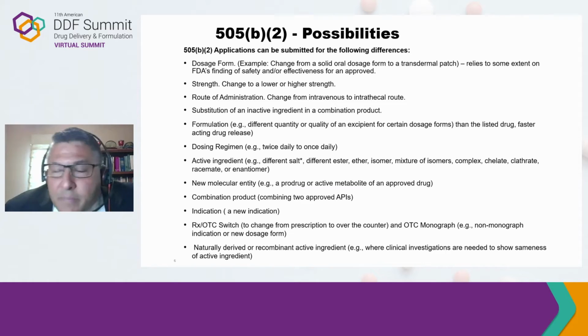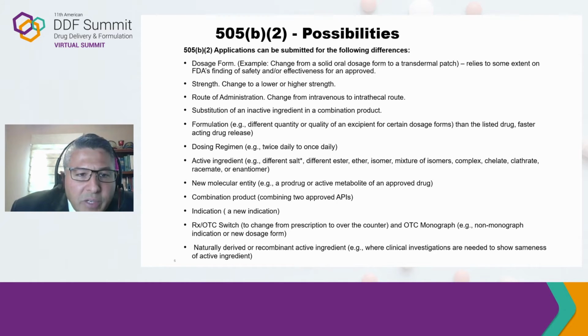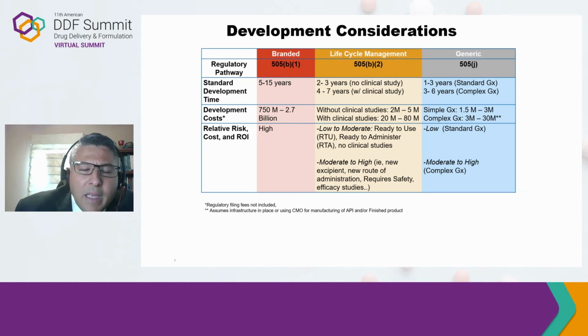So with the 505(b)(2), it shouldn't just simply be a better mousetrap, right? There has to be some inherent value to the customer. And there are a lot of possibilities, but it really depends on the application. As mentioned before, changing the dosage form, right? It could be changing the route of administration. It could be a combination product combining two different approved APIs. And also it could be changing the dosing regime.